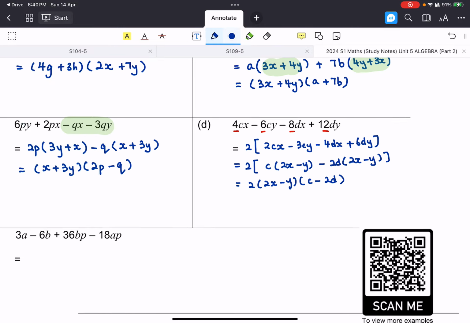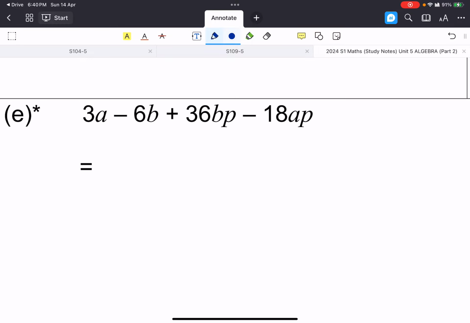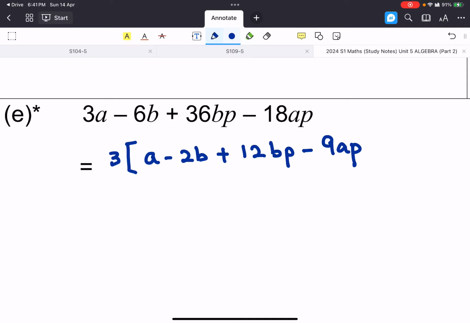The last example has a little hexery on it, right? So the hexery simply means the working could be a bit longer, but the concept that we're going to use is the same, right? So let's begin. So what's the first thing we do again? Right. If you say that is to extract the common factor, you are correct, right? So 3 is common. So I can extract out 3 straight away. I have a minus 2b, right? Plus, this will be 12bp minus 9ap, right?